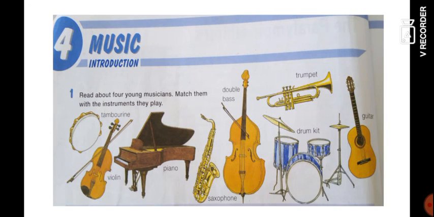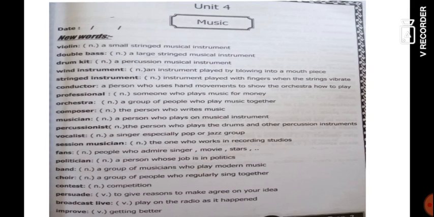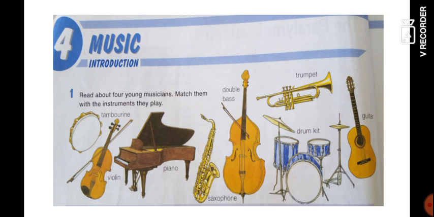Unit 4, Neighborhood Music. Okay, now we'll introduce some new words. The first word, violin: it's a small stringed musical instrument. Double bass: a large stringed musical instrument. As we see in the picture, this is a double bass.